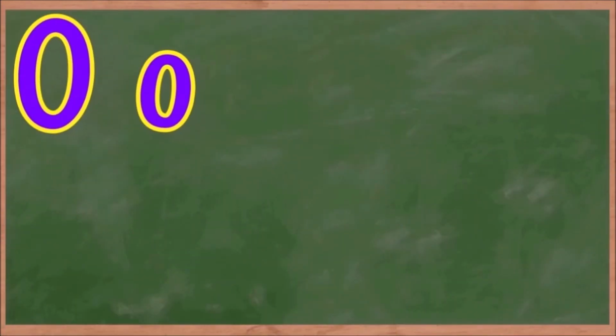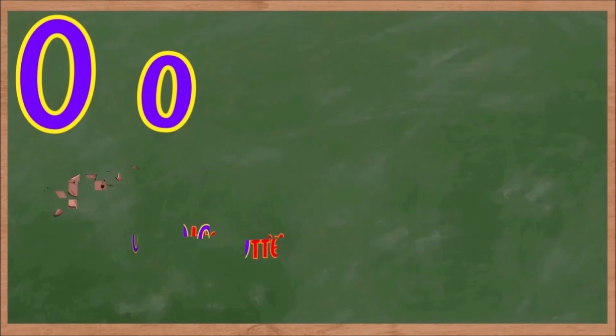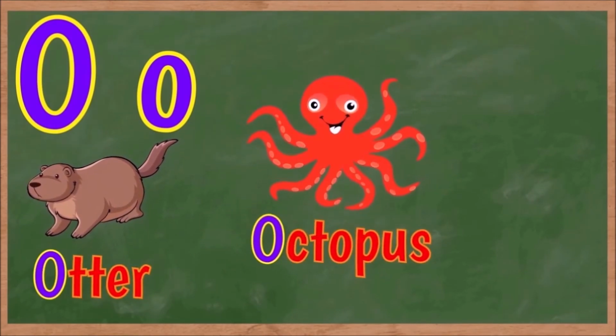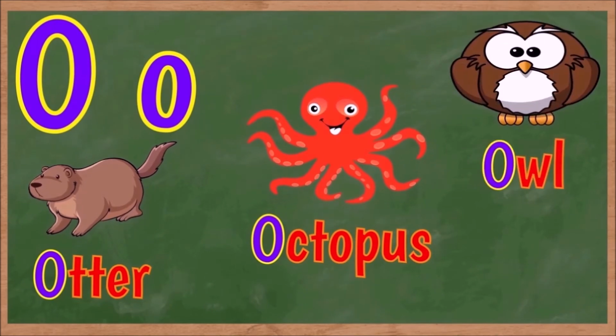Let's get to the next letter. Next is the letter O. And the O makes an ah sound. Give that one a try. I think I got it. How about you? O for otter. Octopus. Owl.